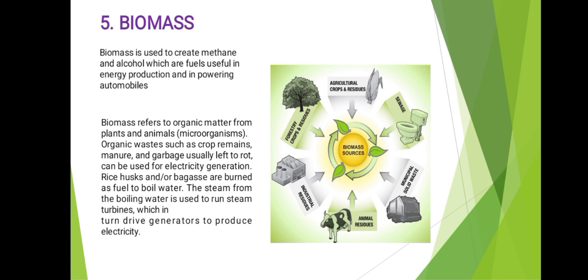So the last one is the biomass. Biomass refers to the organic matter from plants and animals or microorganisms. Biomass is used to create methane and alcohol, which are fuels useful in energy production and in powering automobiles. Organic waste such as scrap remains, manure, and garbage usually left to rot can be used for electricity generation.